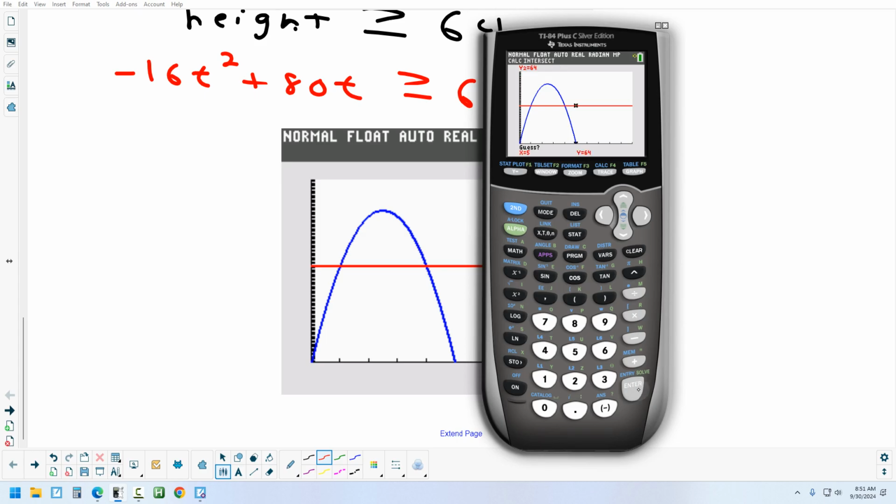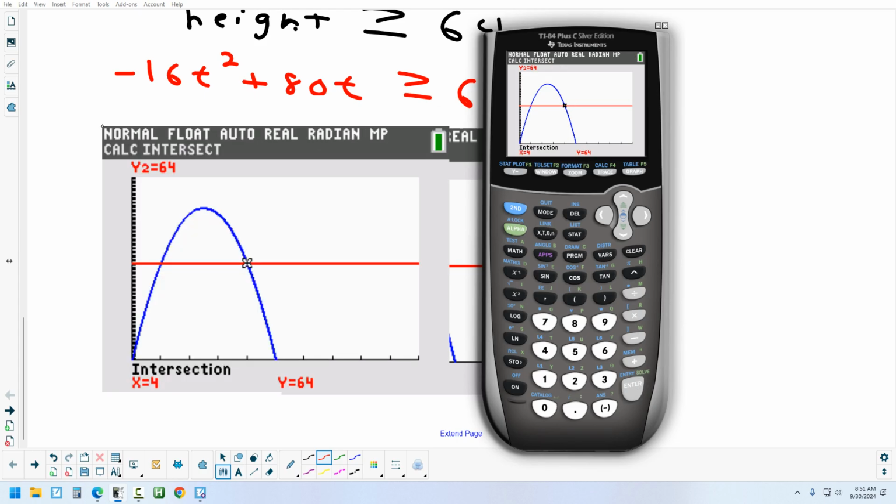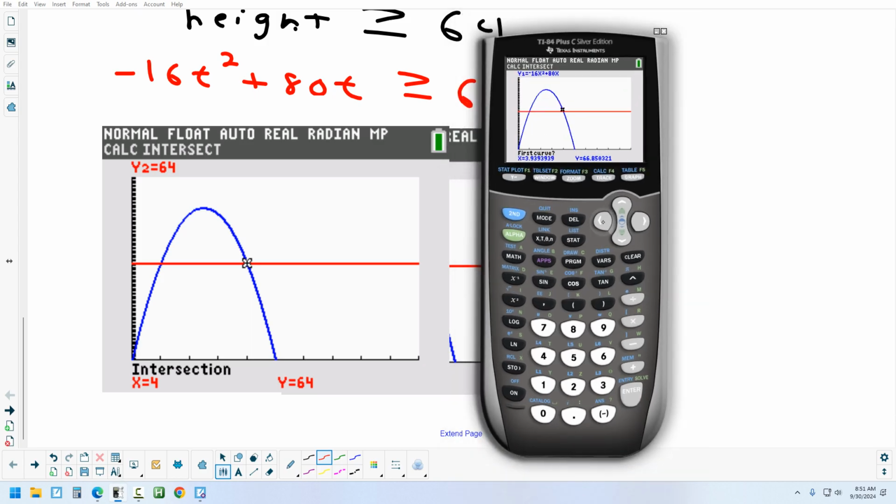All right, so there's one. Okay, put that one over there. And let's do second calc intersect. This time I've got to be a little bit more careful. I've got to move my cursor closer to the one that I want.